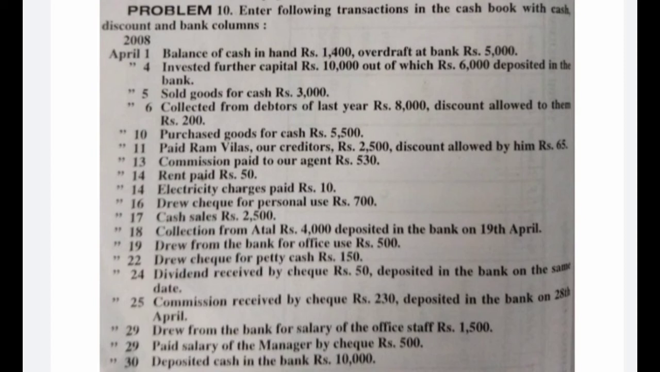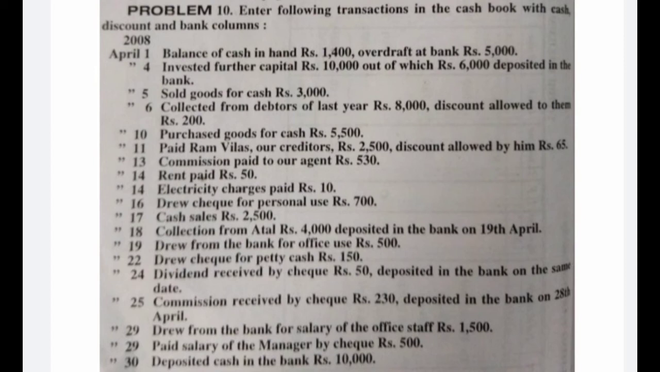Electricity charges paid rupees 10. Electricity charges account debit to cash account rupees 10. So cash is on the credit side, credit the cash column by electricity charges of rupees 10. Drew cheque for personal use, so personal use means drawings account debit to bank account 700. Bank is on the credit side, so credit the bank column by drawings account with rupees 700.